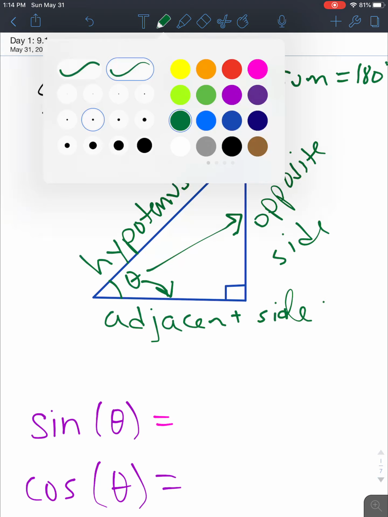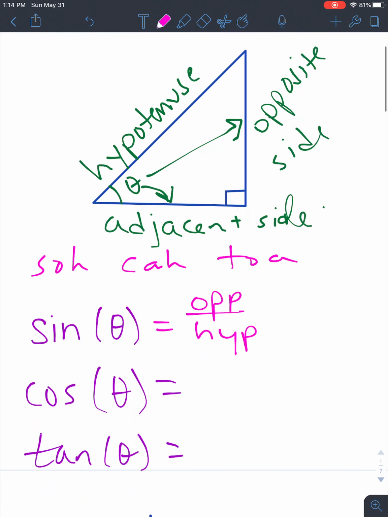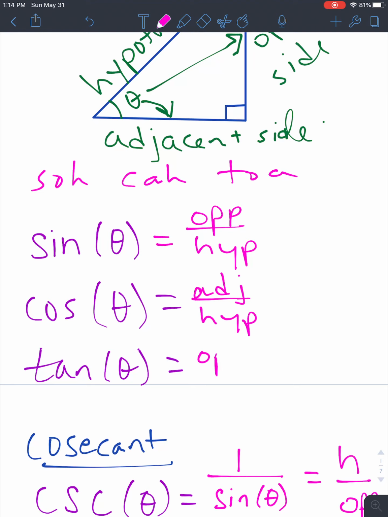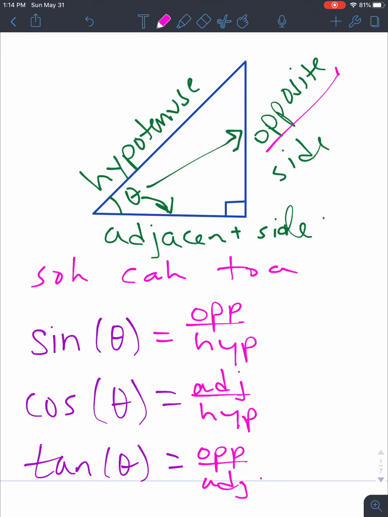Now let's go over and review some definitions. If we remember SOHCAHTOA, which you probably learned in geometry, you know that sine is always the opposite over the hypotenuse. Cosine is adjacent over hypotenuse. And tangent is always opposite over adjacent. Opposite refers to the opposite side, adjacent to the adjacent side, and hypotenuse is the hypotenuse. These were the three normal trig functions that you likely learned in geometry.